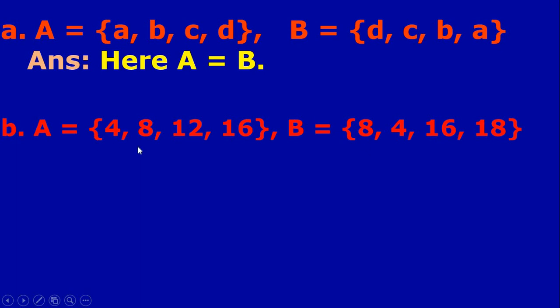So next one, set A equal to {4, 8, 12, 16} and set B is {8, 4, 16, 18}. Now here we have 12 but 12 is not present here.